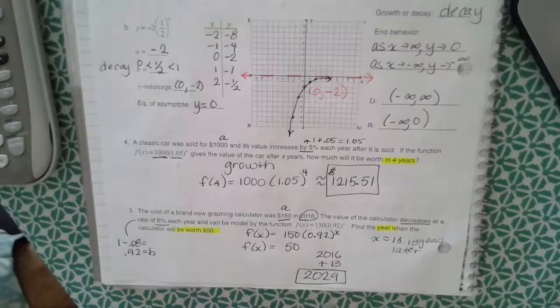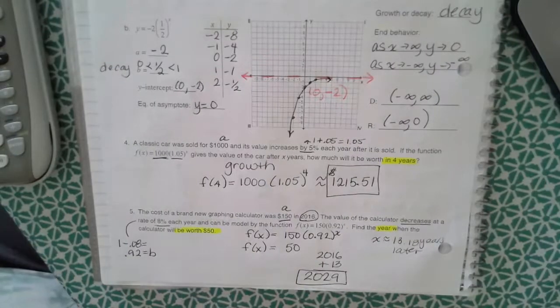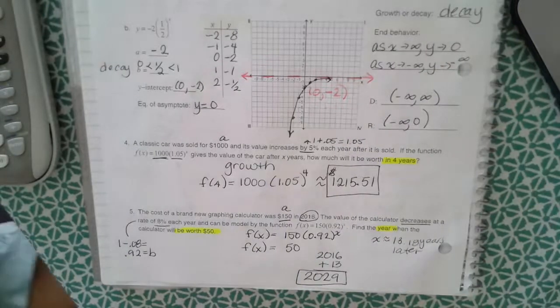So for this one, because they didn't give us the x value, they told us the y value, we had to actually graph it on a graphing calculator and find out where they intersect.